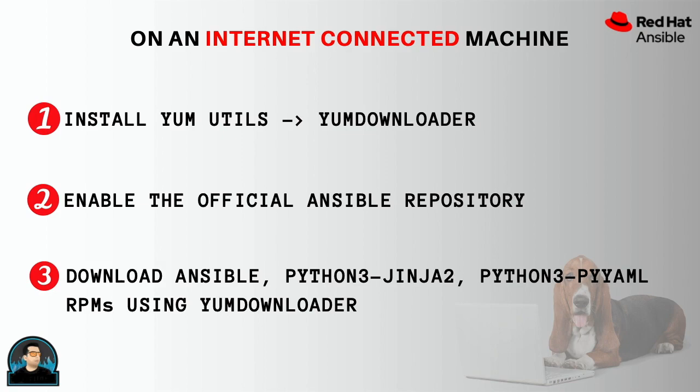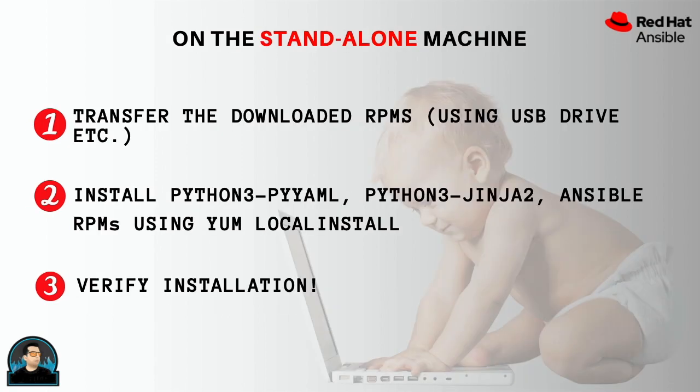Once we are done with downloading all the RPMs, we need to transfer these RPMs to the machine which is not connected to the internet. For that we can use any USB pen drive or CD drive, anything. I assume that you will be able to transfer the RPMs through some means into the standalone machine. And once we are done transferring all the RPMs, we just need to use yum localinstall and install all the RPMs which we have downloaded. And then we need to verify if Ansible has been installed correctly. So let's see the demonstration.